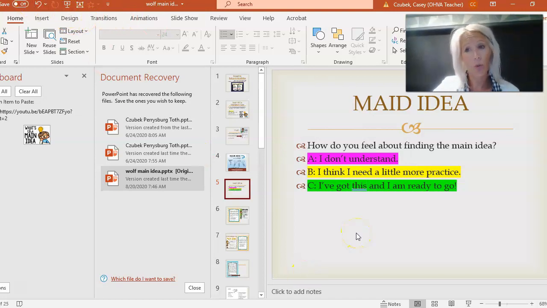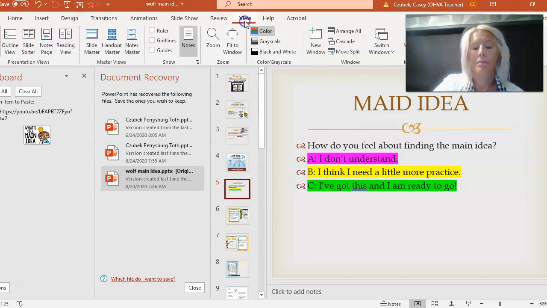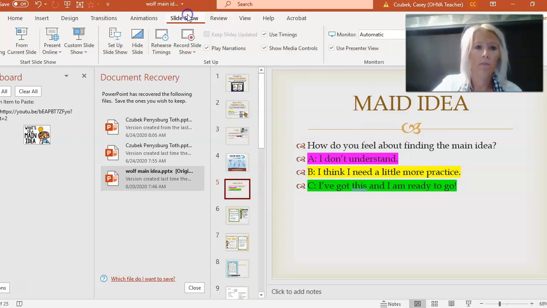A, I still don't understand it. B, I think I need just a little bit more practice. Or C, I've got this. I'm ready to go. How do you feel about main idea? Use your polling tools, and I am going to fix my screen.